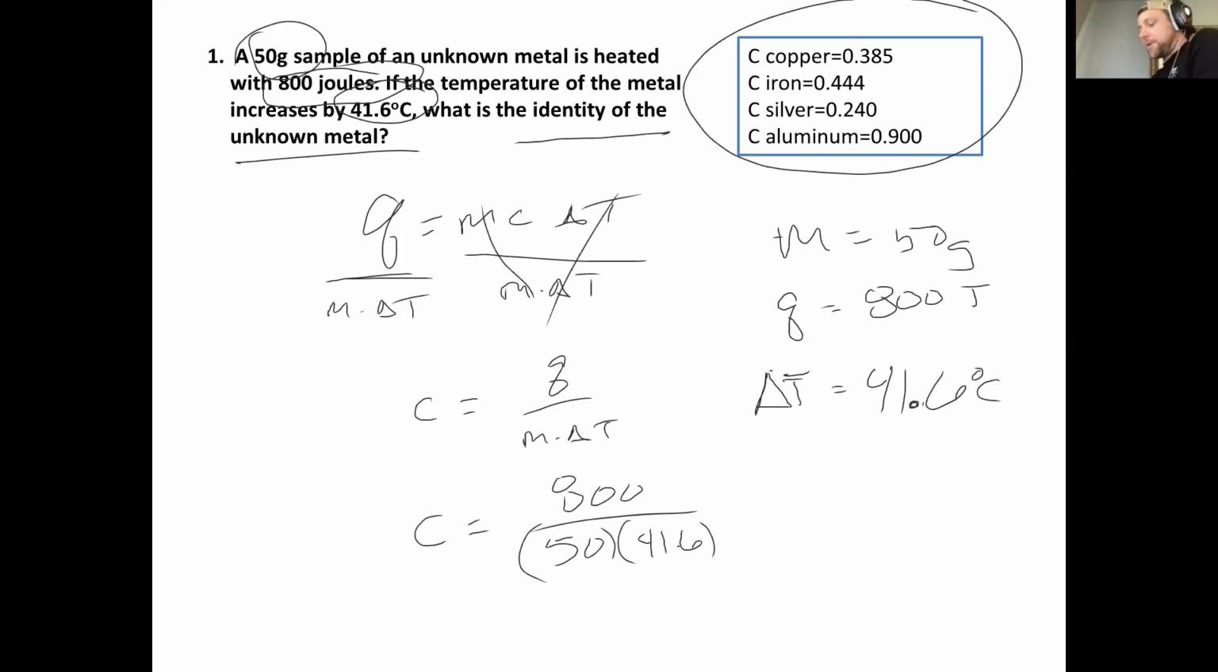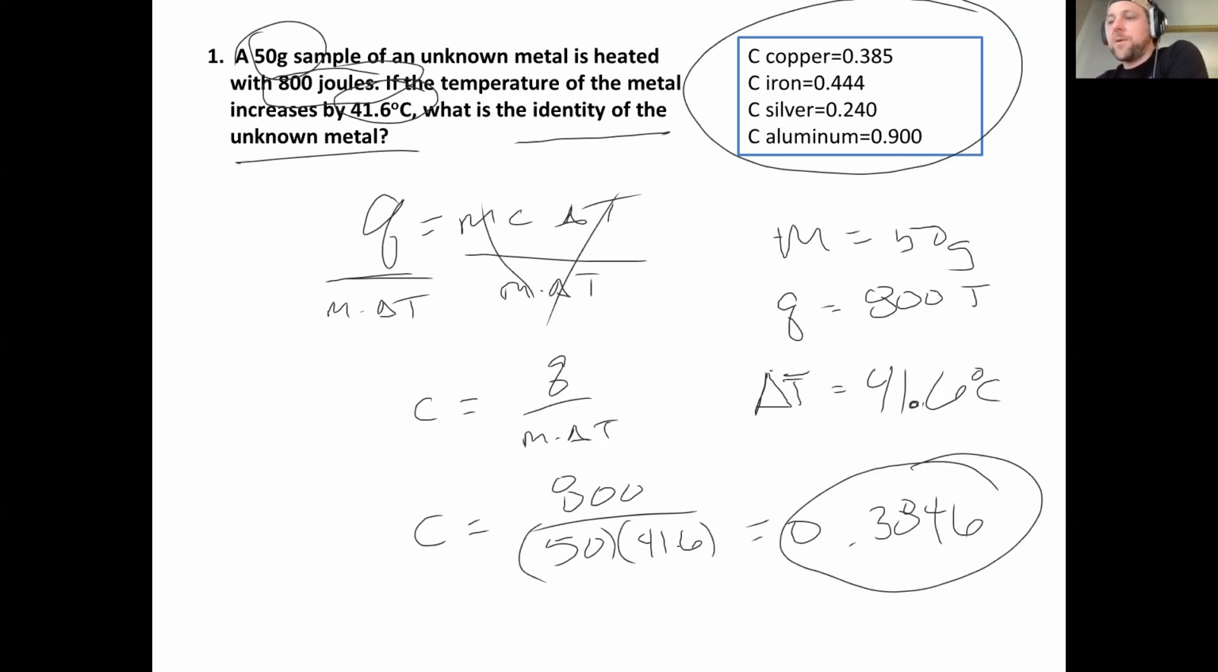Once I have this set up, I can just go to my calculator, 800 divided by 50. I like to hit enter first, and that's backwards, but divide by 50 first, and then I can hit equals, then I can hit divide again, 41.6. And I get a value of about 0.3846, etc. in my calculator, and this value is really close to the one given for copper. So the correct answer for this one would be copper.